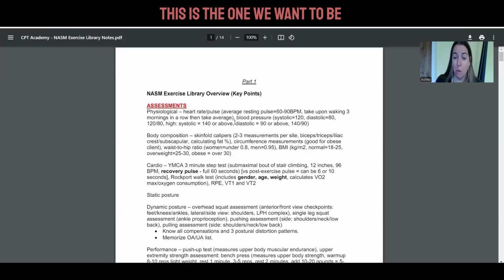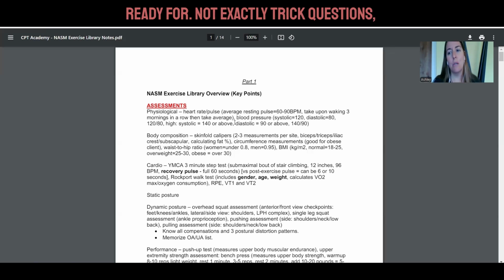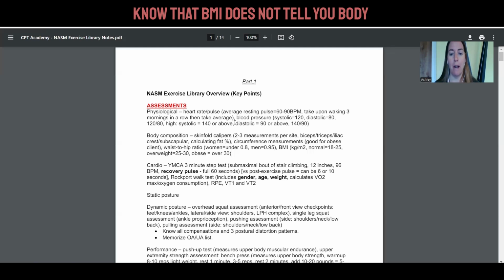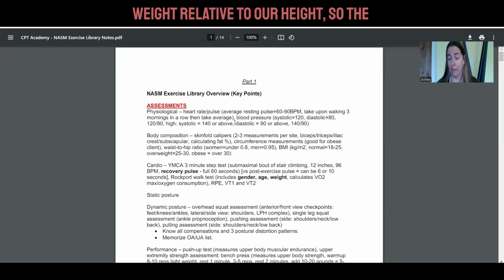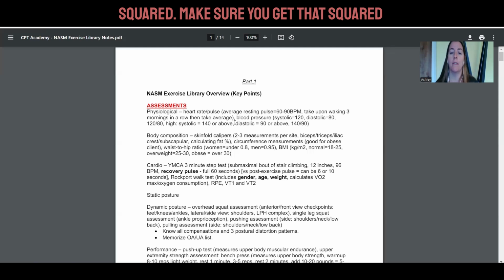So BMI, this is the one we want to be ready for. Not exactly trick questions, but they want to make sure that you know that BMI does not tell you body fat percentage. The units are metric. We're looking at our weight relative to our height, so the measurement is kilograms per meter squared. Make sure you get that squared in there.